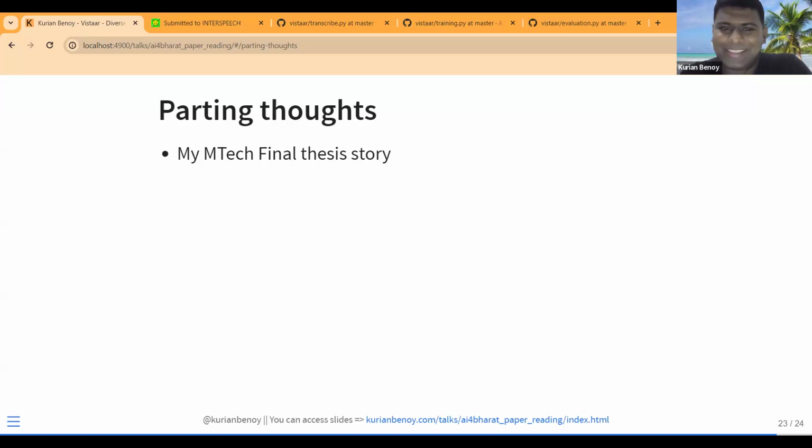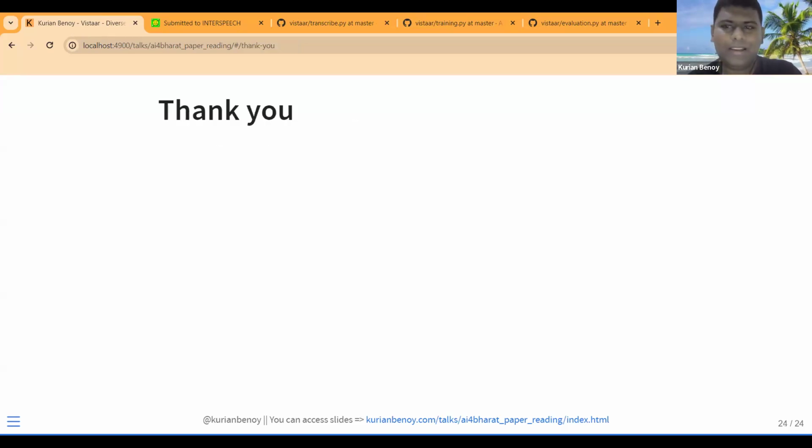Once my thesis was over, I came to know of this paper. Otherwise, I could have cited it much more, learned from it, or even benchmarked some of our models on Vistaar, or compared the Indic Vistaar models as well. That is also in my plan, to see how well it really performs in Malayalam. So with that, thank you, and I'm open for questions.